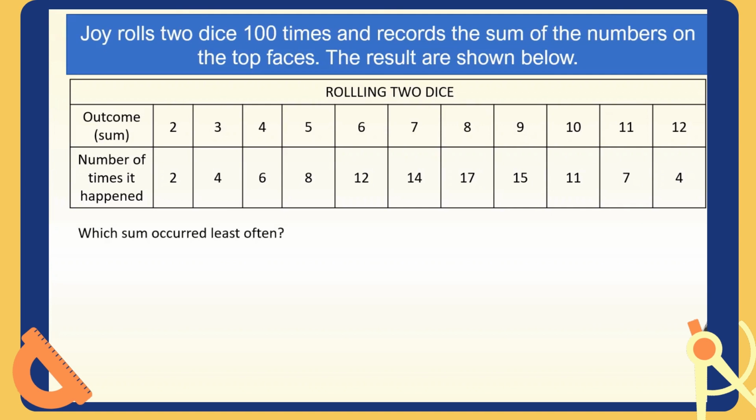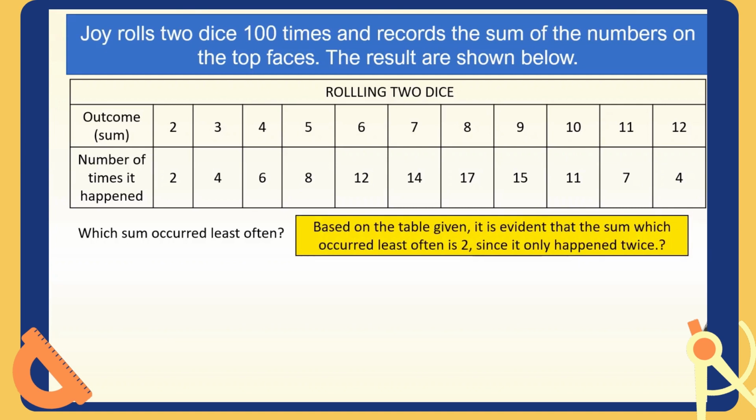Ngayon, ang tanong, which sum occurred least often. So, ano daw yung pinakamaliit na sum na lumabas? So, alam naman natin at nakikita natin diyan na ang pinakamababa ay 2. Okay? So, based on the table given, it is evident that the sum which occurred least often is 2, since it only happened twice. So, 2 ang pinakamababang sum at ito ay 2 beses lang lumabas. So, ito ang least often.